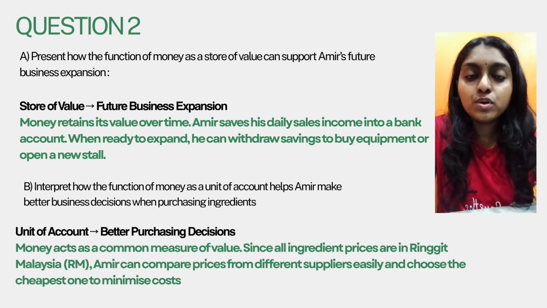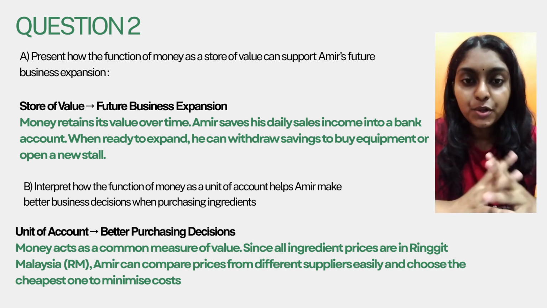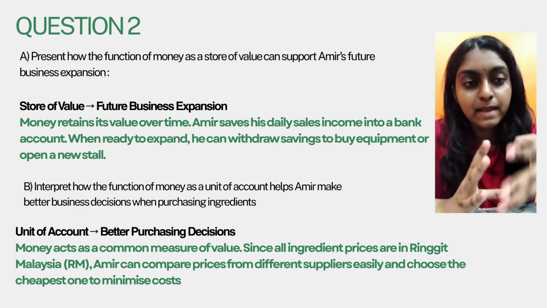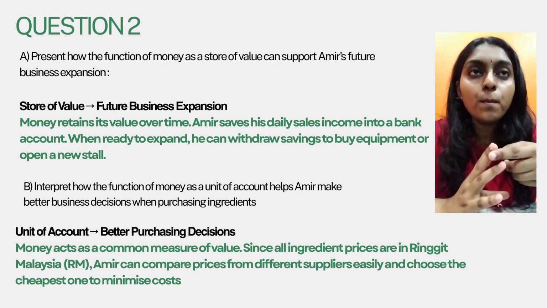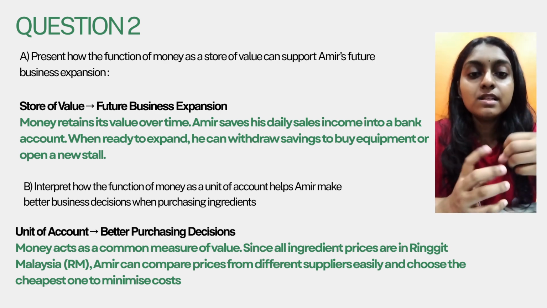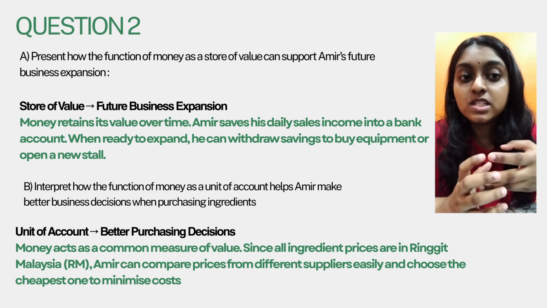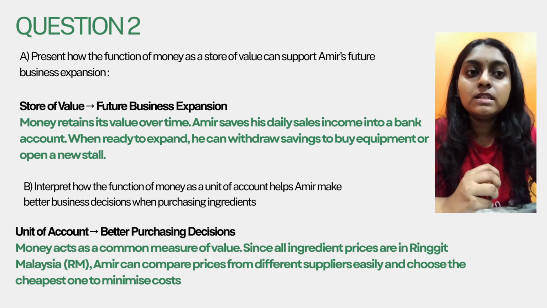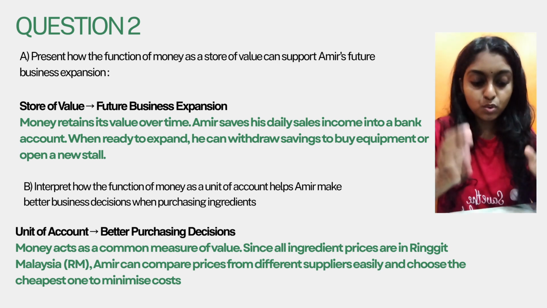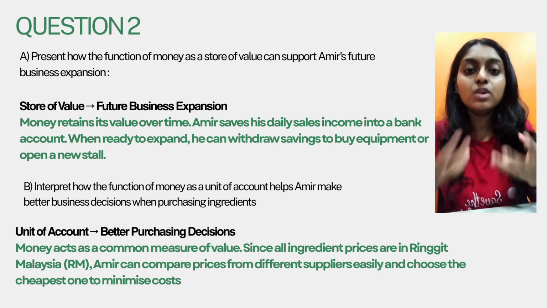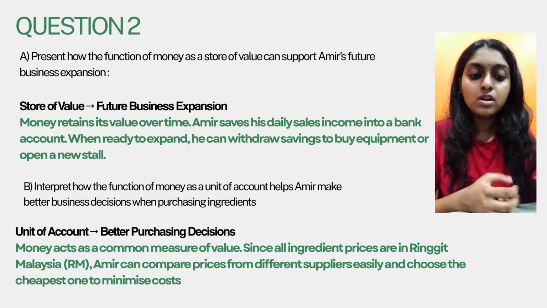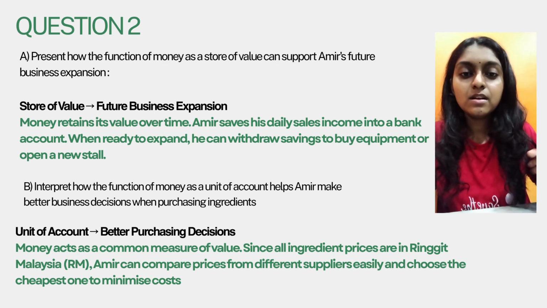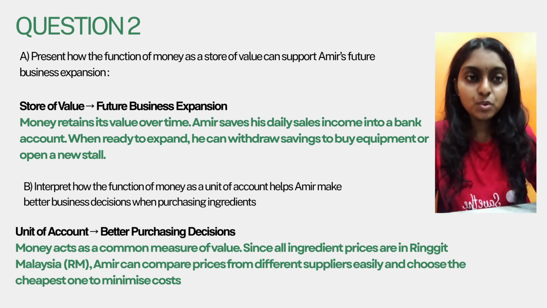So next we go to unit of account. In this scenario, how can the unit of account be seen? Let me explain. In the scenario, Amir compares the prices of ingredients that he buys, such as bread, meat and vegetables that he uses to make burgers at the night market, from different suppliers before making a purchase. So he's comparing the ingredients that he is going to buy so that he can buy the products at lower prices.